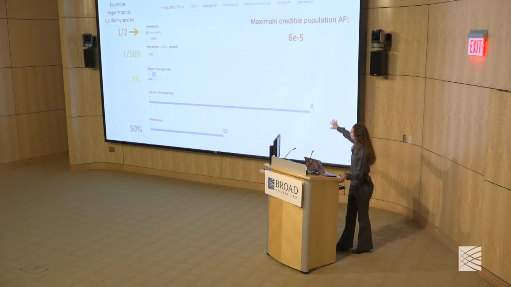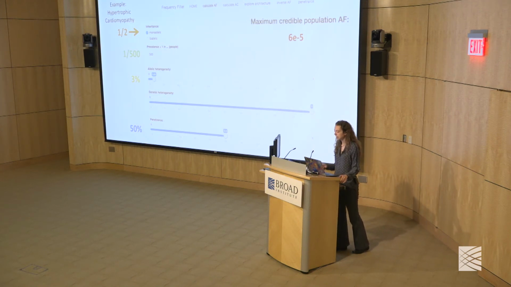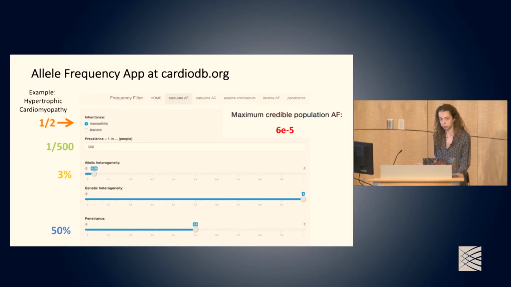It's not well estimated for a lot of disorders. And basically, when you put all these numbers in, you get a maximum credible population allele frequency of 6 times 10 to the minus 5, which is really low. It's much lower than this 0.1%, or 1 times 10 to the minus 3, I've been talking about. And so you can start to use these allele frequency filter levels to do your filtering, and you'll have many fewer variants to look at.